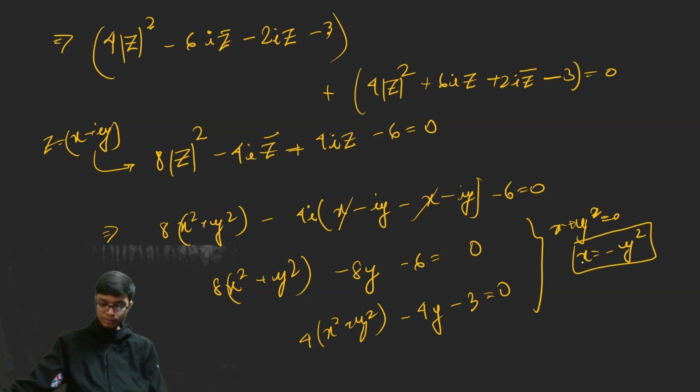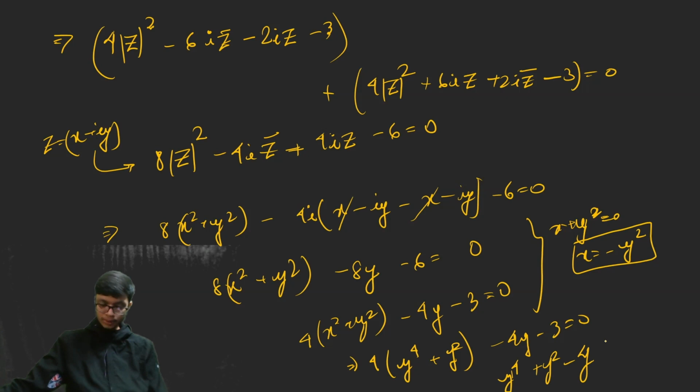Minus of y square, and then if I put x is equal to minus of y square in this particular equation, I will get 4 times y to the power 4 plus y square minus 4y minus 3 is equal to 0. So from here the resulting equation is 4 y to the power 4 plus y square minus y is equal to 3. I took 3 on the right hand side and divided by 4, so I will get y to the power 4 plus y square minus y is equal to 3 by 4.